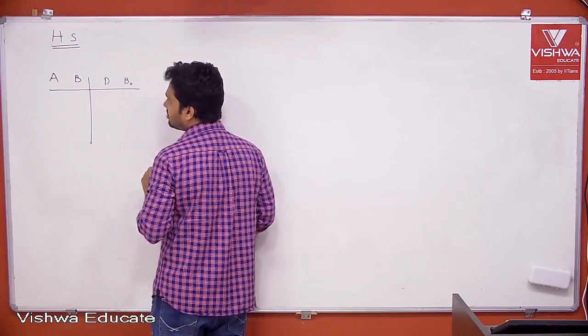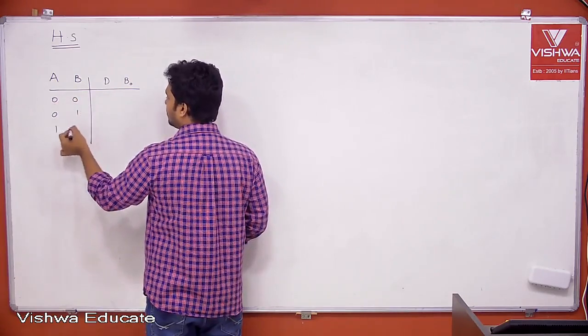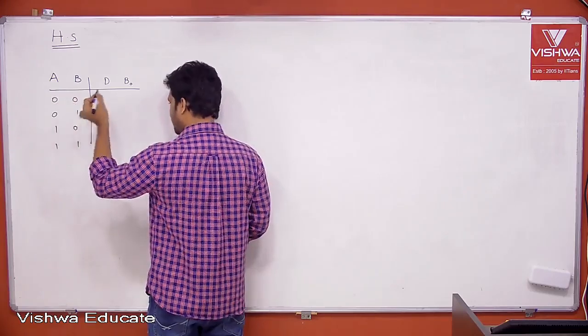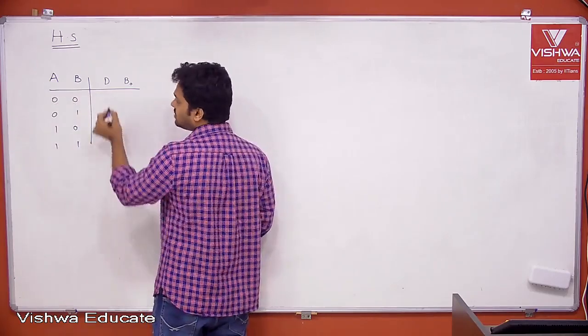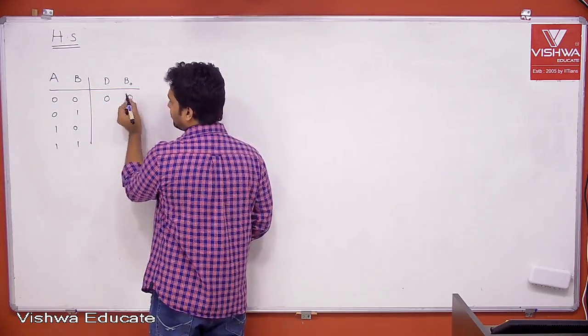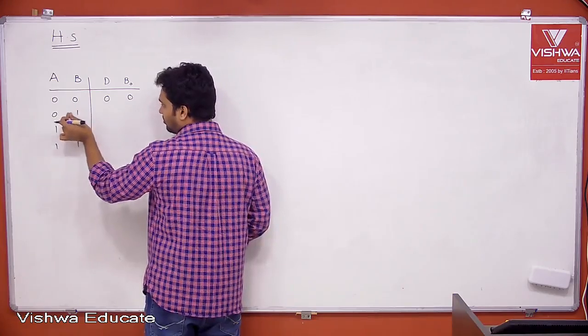Let us take it as B naught. 0, 0, 0, 1, 1, 0, 1, 1. When A is 0, B is 0: 0 minus 0 is 0. No borrow is required. When A is 0, B is 1, you need to subtract 1 from 0.